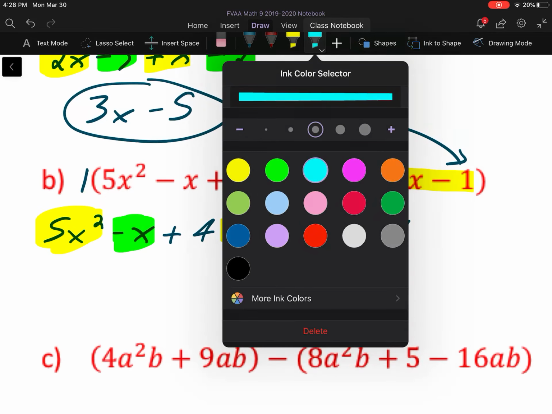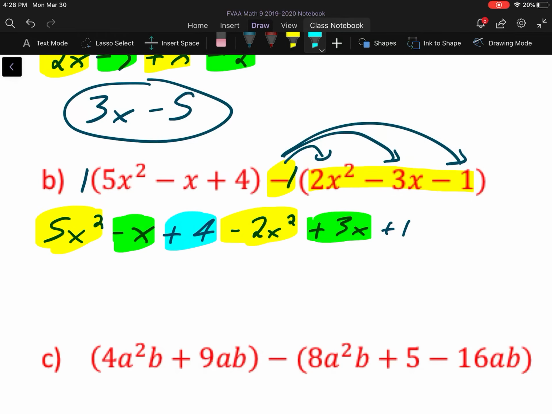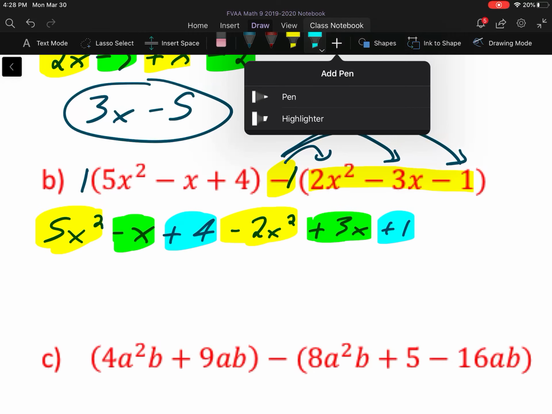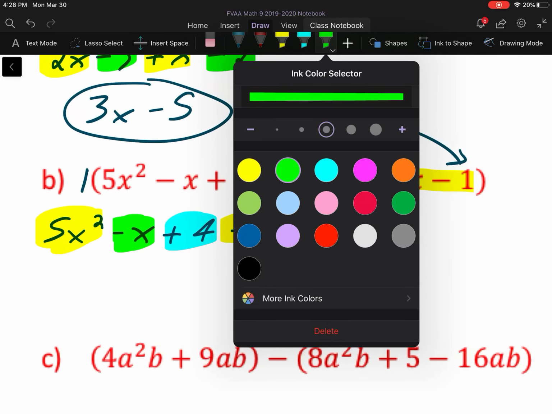I need a 3rd color highlighter. I need to just add a 3rd highlighter, I think. That will speed up the process.